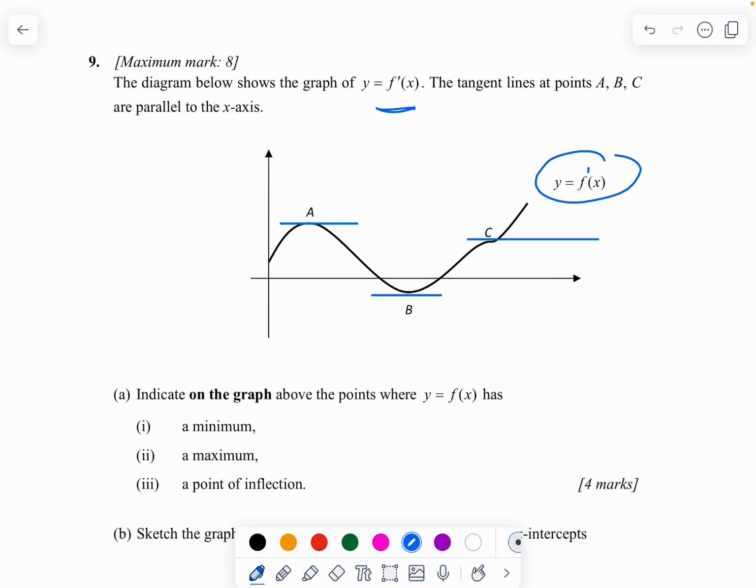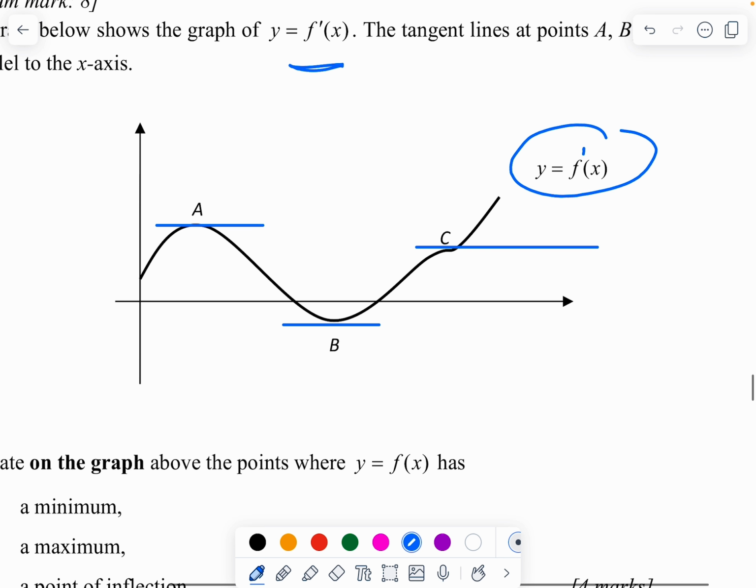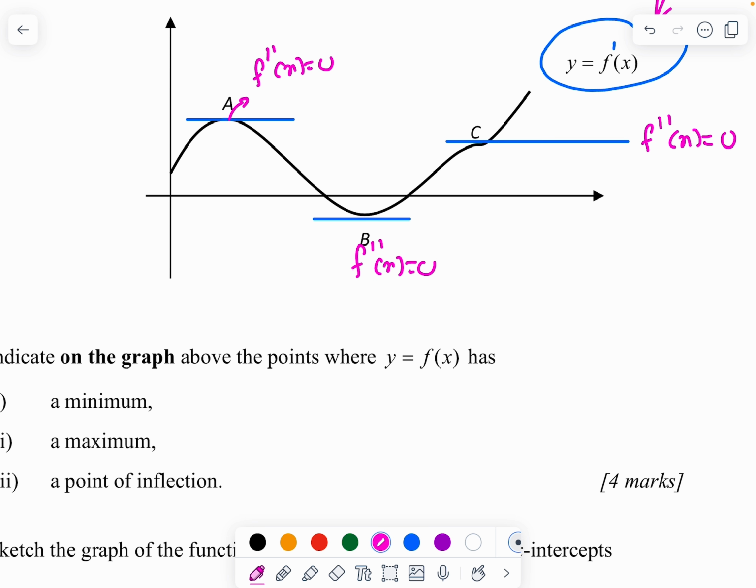Now this is a graph for f prime x. A horizontal tangent line means its derivative, f double prime x, should be equal to 0. Derivative of the derivative: f prime x is the graph, so its derivative will be f double prime x. So f double prime x is 0 at A, B, and C. Those are going to be my points of inflection. A, B, C are the points of inflection.